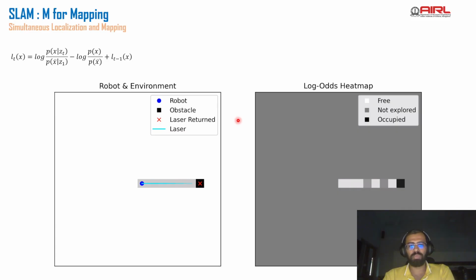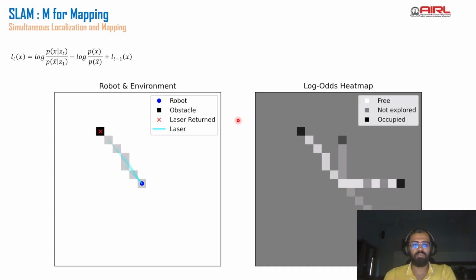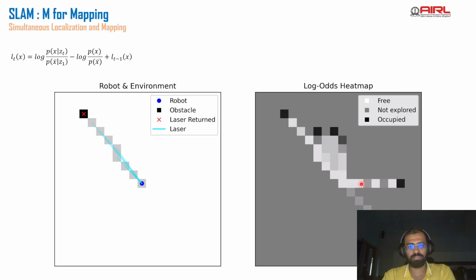You can see that when I saw this, okay, let me just let it finish. So I want you to observe a few things, right? When it saw a particular obstacle here and a particular obstacle here, and then it finally saw an obstacle here.